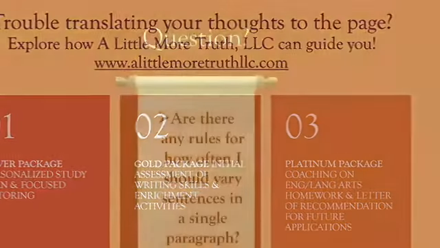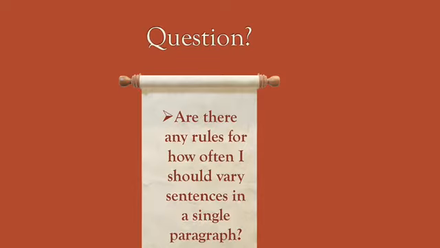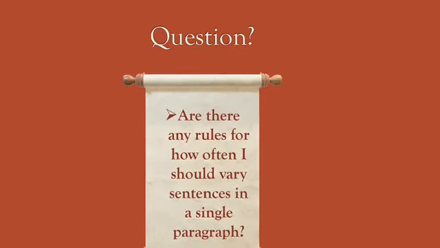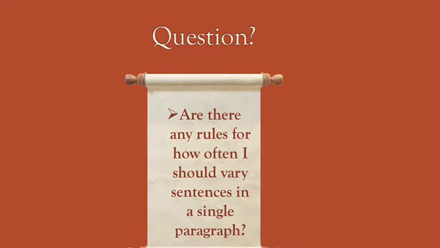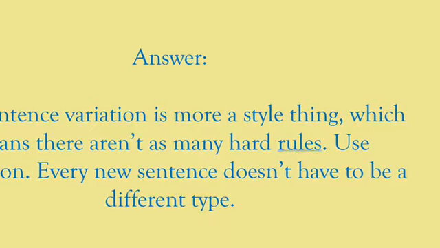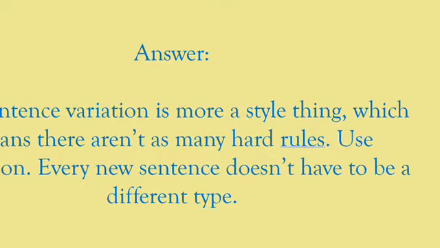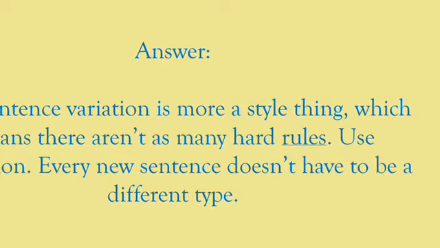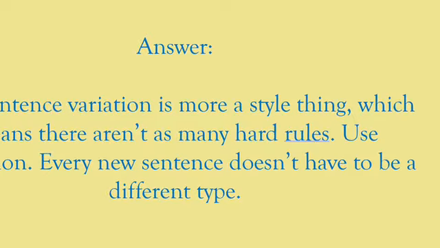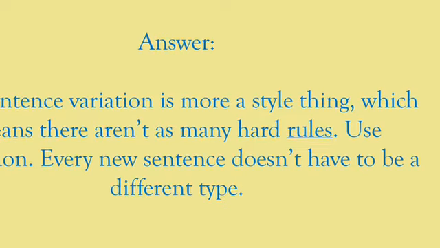So the most common question I get asked with sentence variations is, are there any rules for how often I should vary sentences in a single paragraph? The answer is no. Sentence variation is really just more of a stylistic thing, which means there aren't as many hard rules. So you need to use your discretion. Every new sentence doesn't have to be a different type of sentence. So you don't have to have a compound sentence and a complex sentence and a simple sentence and then do it again. You just want to kind of use some discretion, and this is where your voice really can shine through.